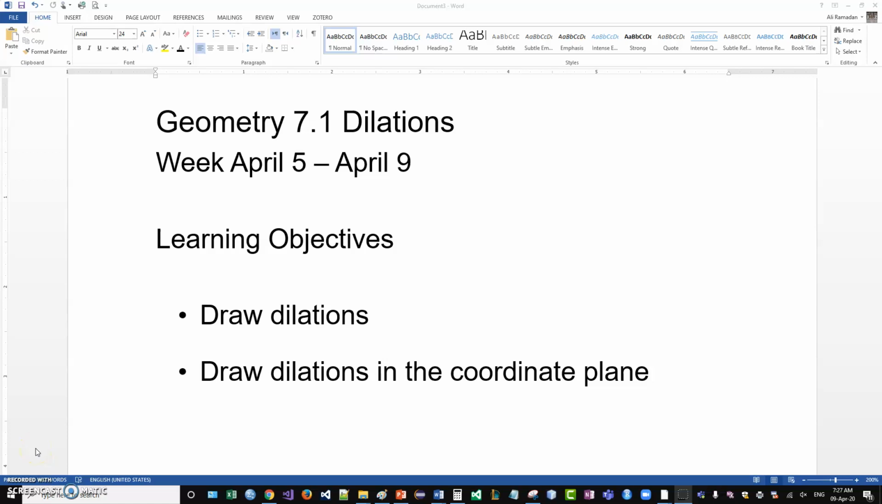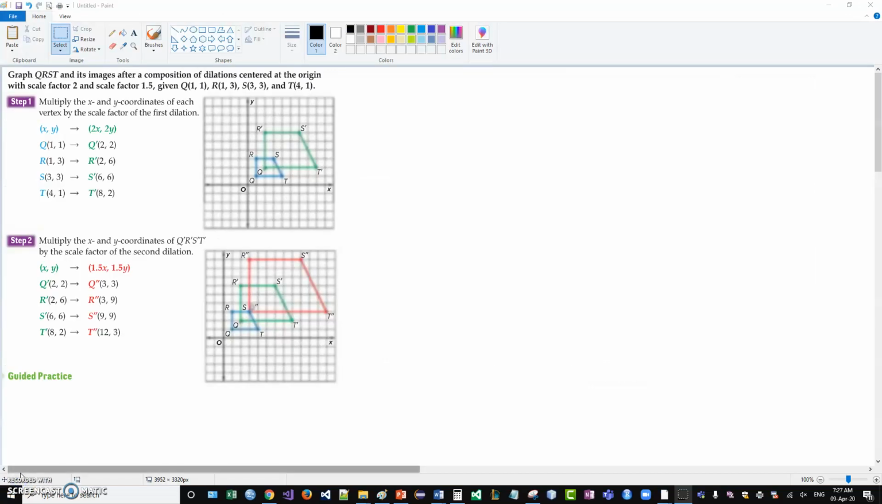Hi everybody, welcome to the last part of 7.1 dilations. Today we're continuing with drawing dilations in the coordinate plane. Now we're looking at composition of dilations, which means one dilation after the other.